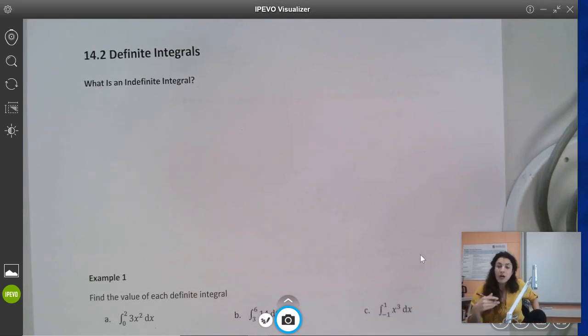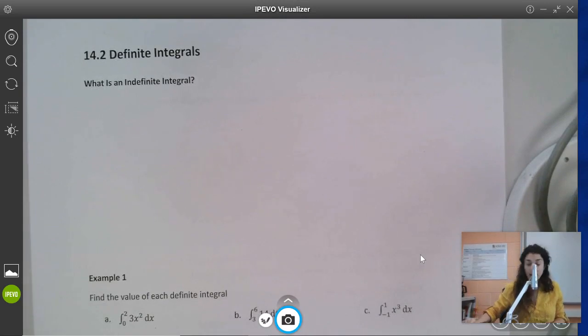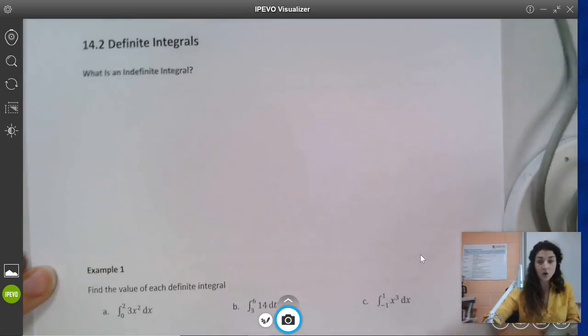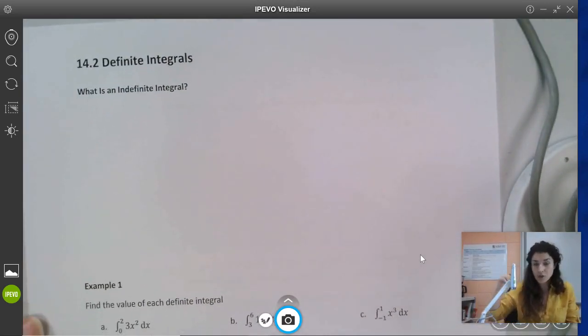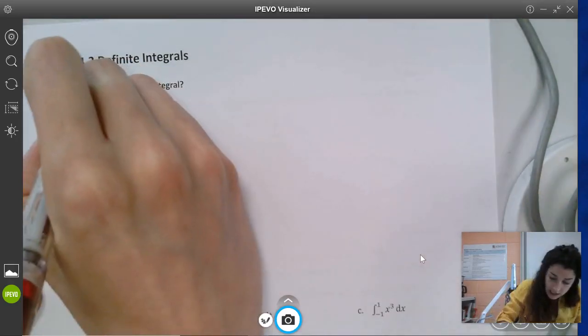So if we wanted to look at a big idea of indefinite versus definite, what we've been finding so far is indefinite integrals. And so you'll notice if you go back to your resources page that all of these are called indefinite integrals for 14.1.